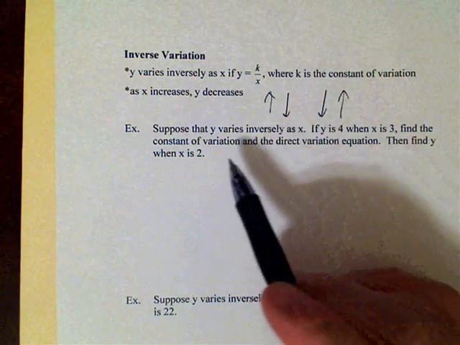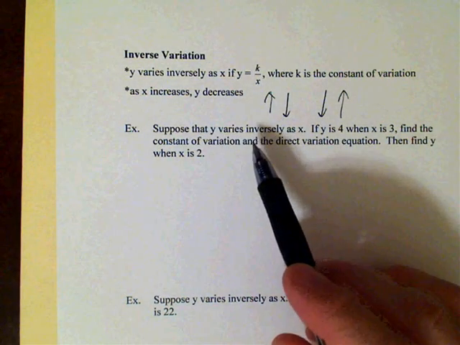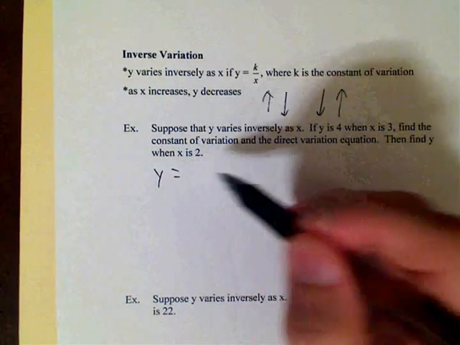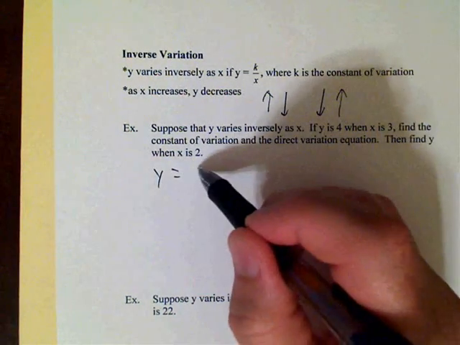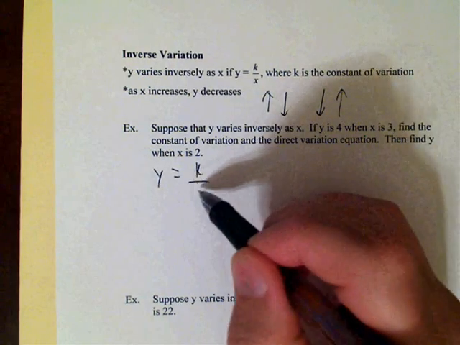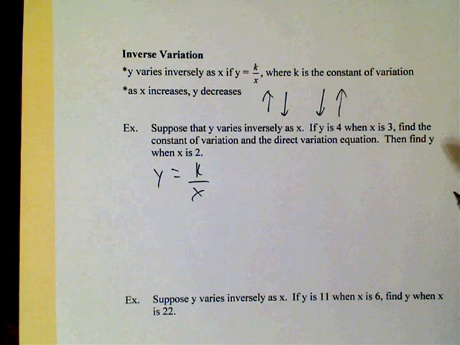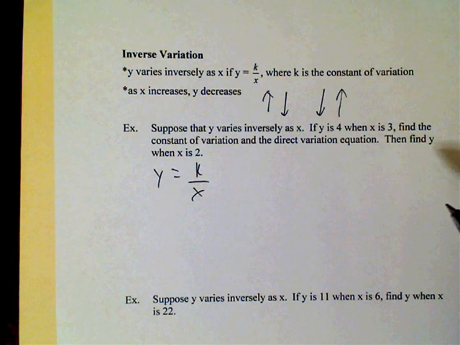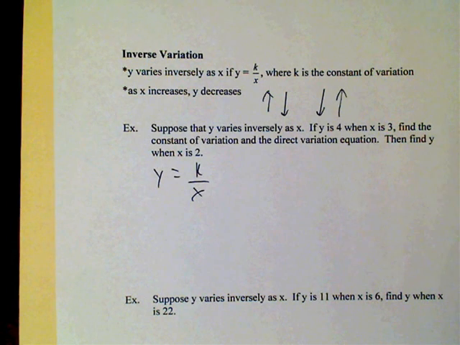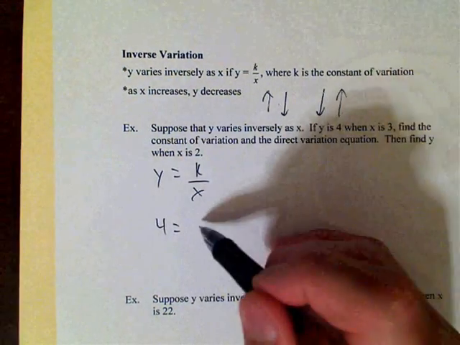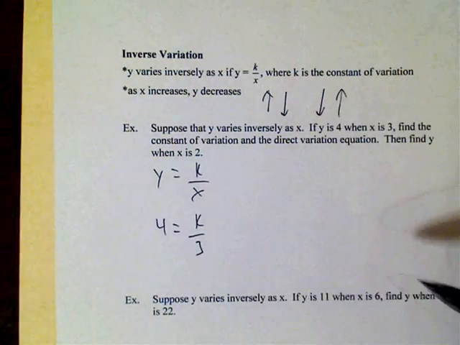Now let's just do the typical problem you may see. Suppose that y varies inversely as x. Stop right there. Y varies inversely, which means I have to have that k. Inversely means it's divided by x. Got that? Varies inversely is k divided by. Varies directly is k times. So if y is 4 when x is 3, we're doing this step so we can find k.